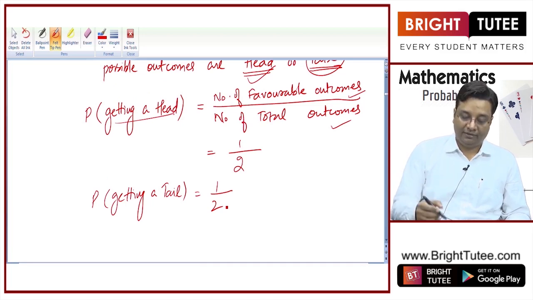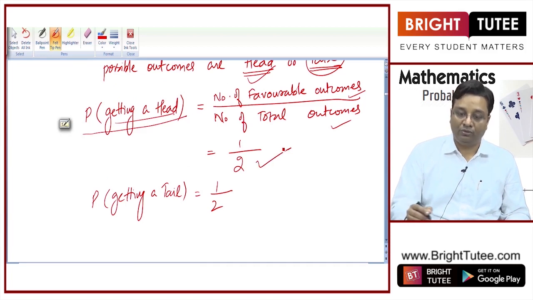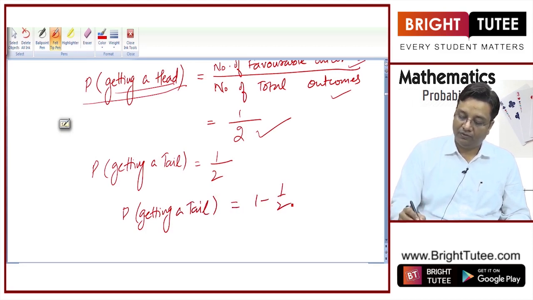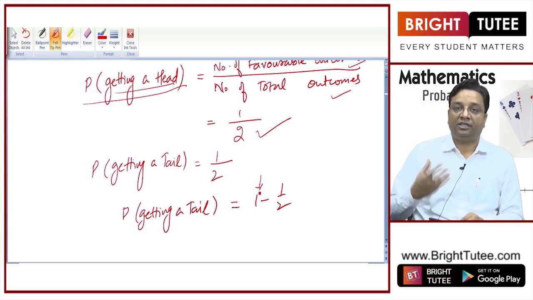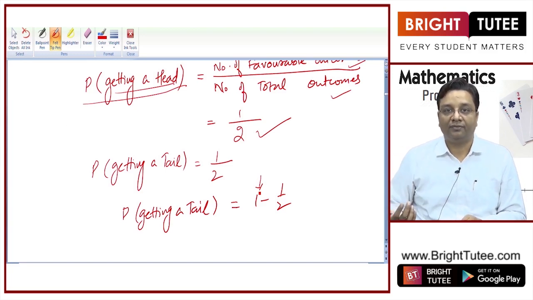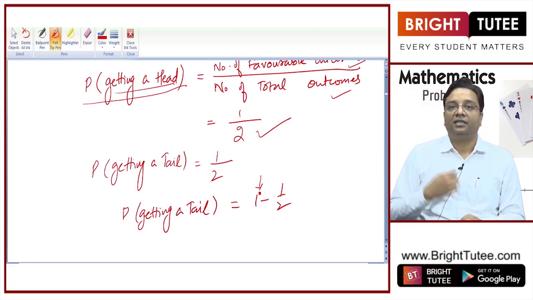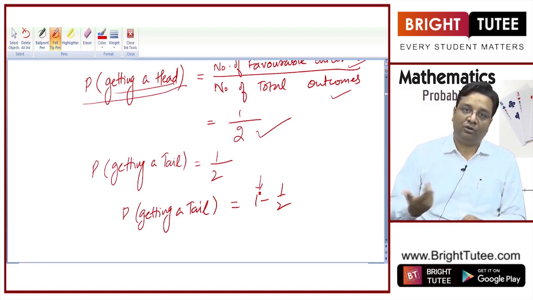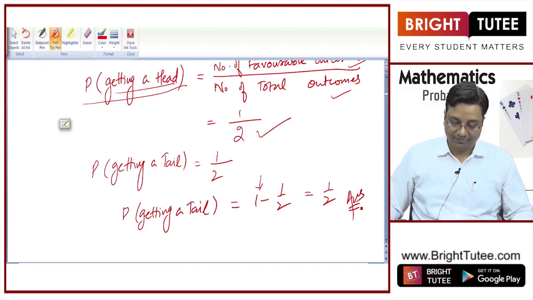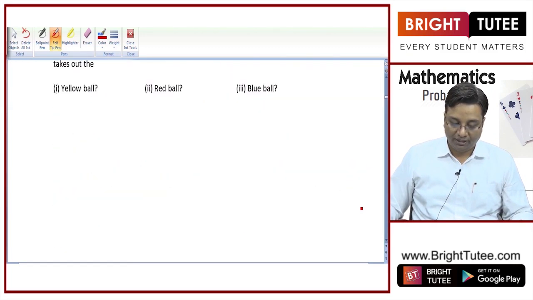Otherwise, you can also say when the probability of getting a head is 1 by 2, the probability of getting a tail is 1 minus 1 by 2. 1 is the sum of all the probabilities of elementary events. Probability of getting a head plus probability of getting a tail is going to be equal to 1, right? We discussed in the introduction part that when we throw a coin, either you will get a head or a tail. So, it can be calculated this way also: 1 minus 1 by 2, that will again give you the same answer, right?